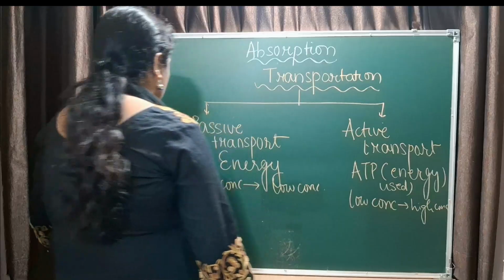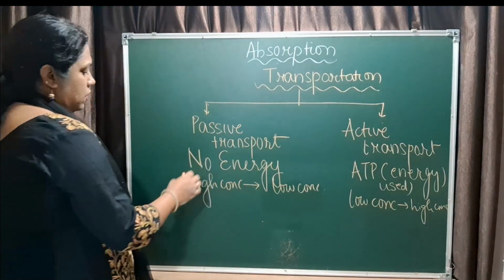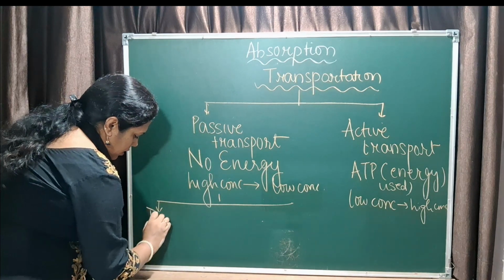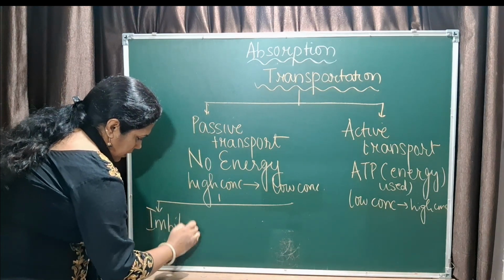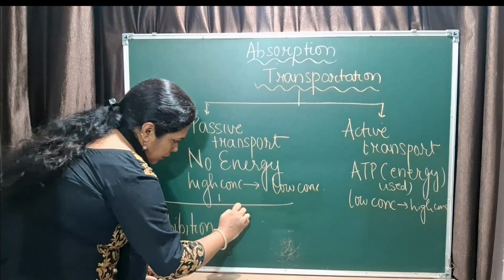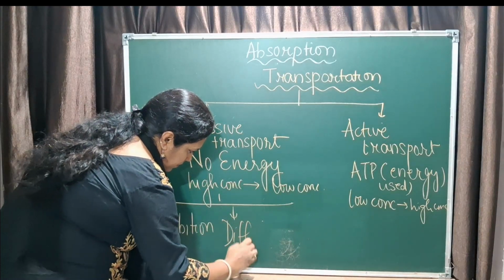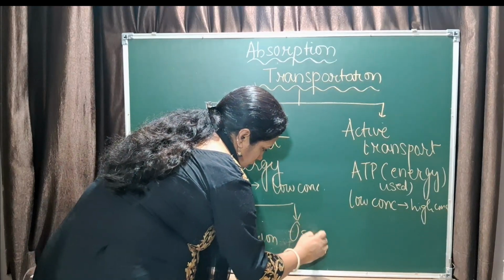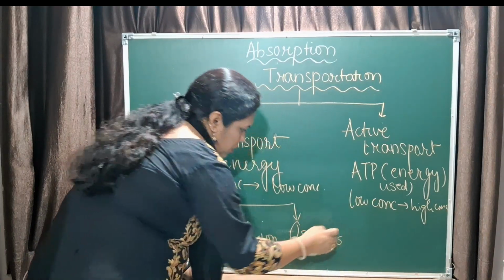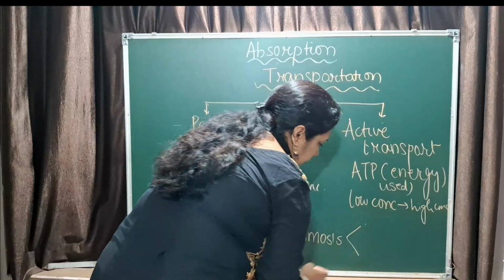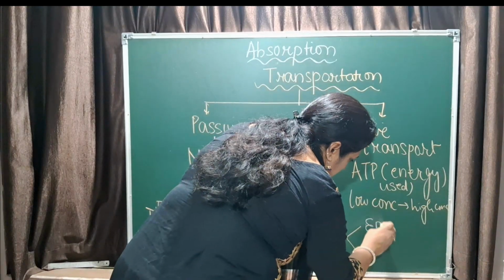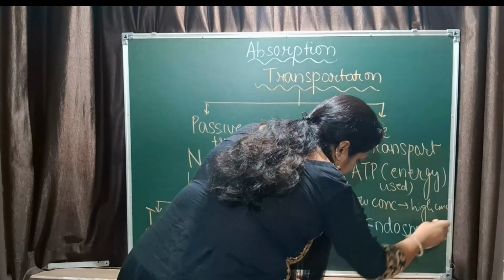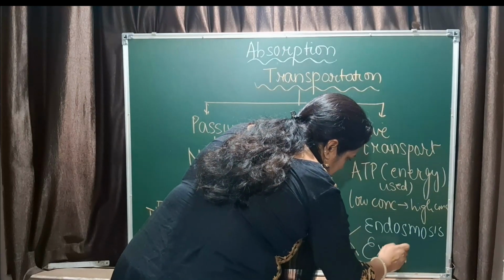So now passive transport, what we will study is imbibition, diffusion, and osmosis, where osmosis is of 2 types, endoosmosis and exoosmosis.